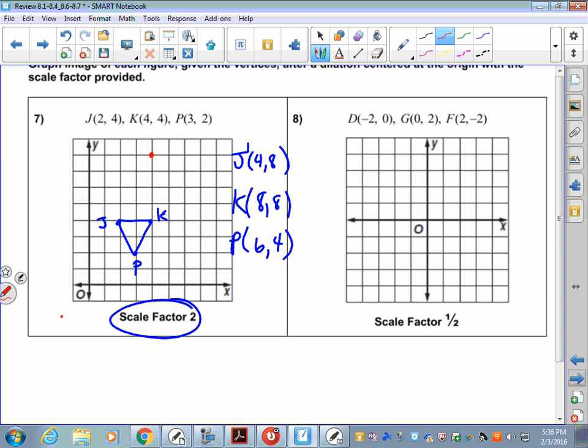And then 8, 8. And 6, 4. Alright, so we should see the triangle J prime, K prime, P prime getting bigger, and it does.